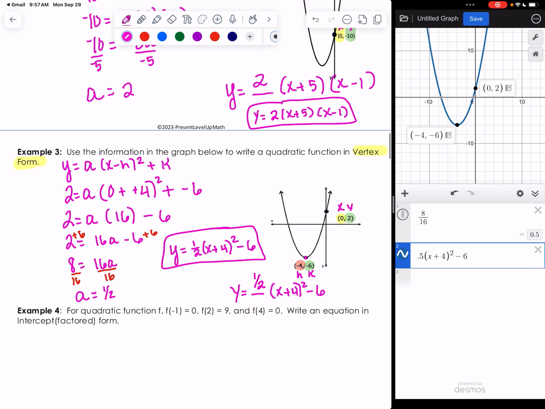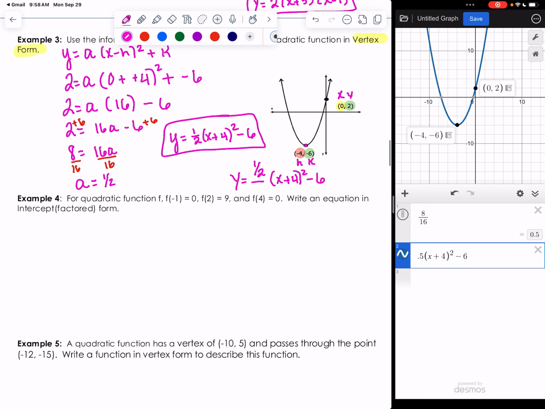All right, example 4. For quadratic function f, f of -1 equals 0, f of 2 equals 9, and f of 4 is equal to 0. Write an equation in intercept or factored form. So intercept form looks like this: y equals a times (x minus p) times (x minus q).